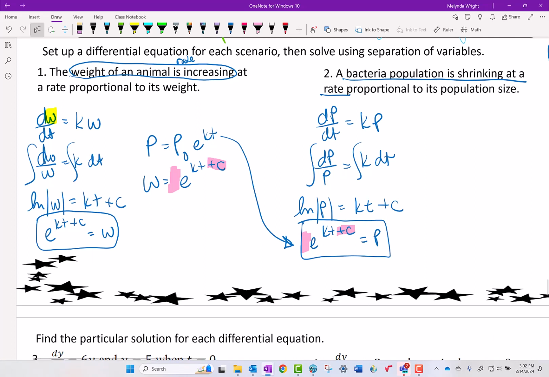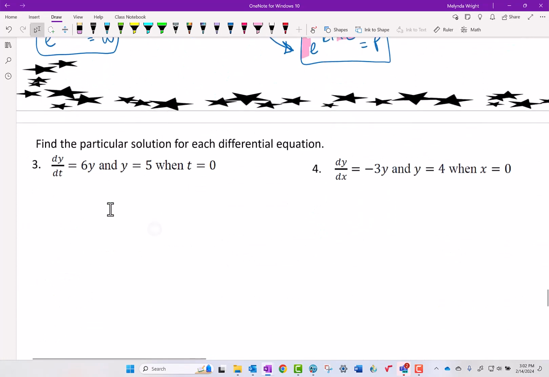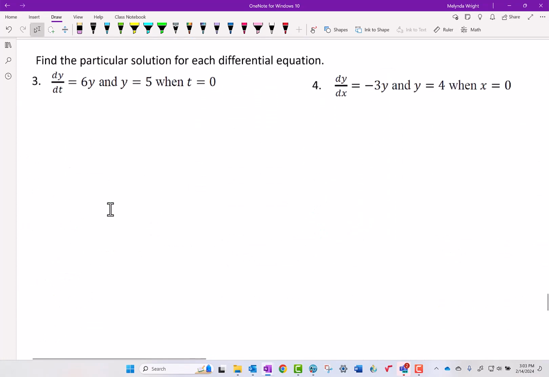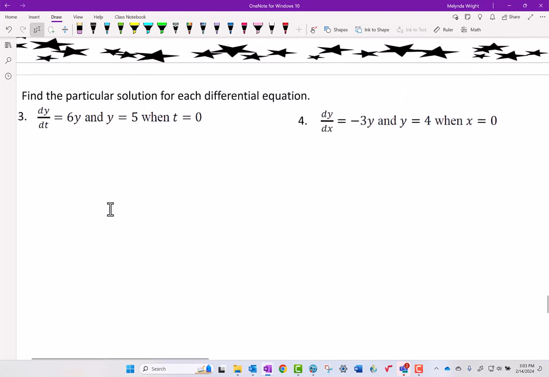Okay, so let us look at our next slide. So here, we're going to find the particular solution for each differential equation. And this is just what we did the other day, but these are special. I want to show you these because I want to write this over to the side.